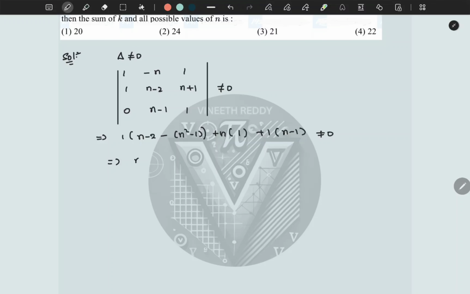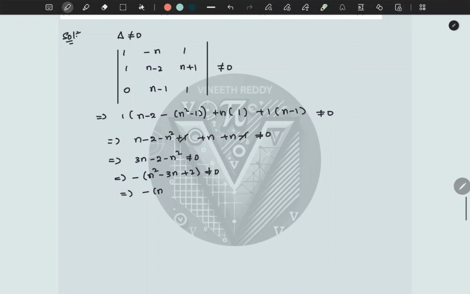That means we get n minus 2 minus n square plus 1 plus n minus 1 not equal to 0. Plus 1 minus 1 gets cancelled. So I think we will be left with 3n minus 2 minus n square not equal to 0. We can write this as minus of n square minus 3n plus 2 not equal to 0. I think we can factorize this as minus of n minus 1 into n minus 2 not equal to 0. That means n is not equal to 1, 2, right?